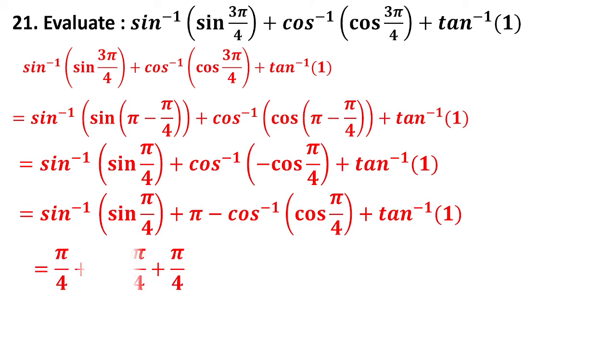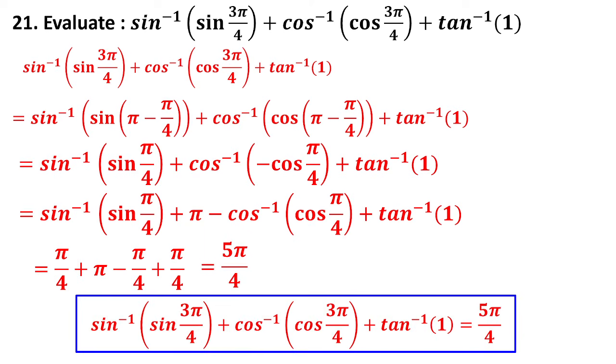Sine inverse of sine pi by 4 is pi by 4, cos inverse of cos pi by 4 is pi by 4, tan inverse of 1 is pi by 4. Everywhere you are getting pi by 4, therefore the answer is pi by 4.